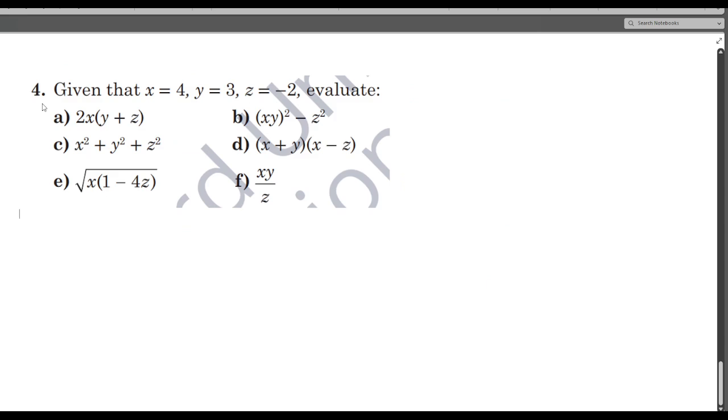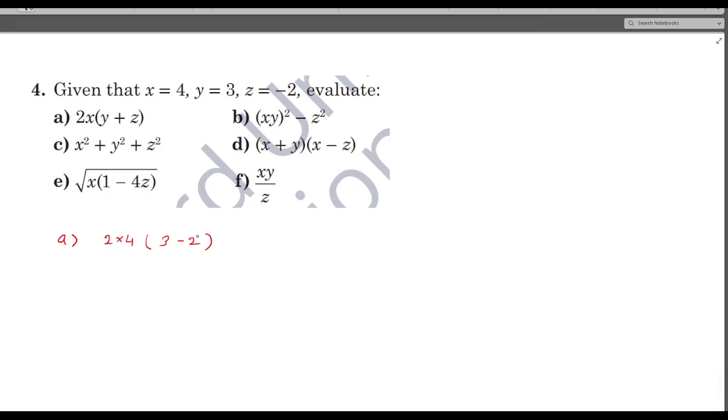So this is your question number 4. In A part, let us do it quickly. x is replaced with 4. Instead of using a bracket, I will simply say 2 times 4, 2x. The y value is 3, z value is minus 2. So y plus z means 3 plus minus 2. Plus minus gives you minus, so it is 3 minus 2. This is 2 times 4, which is 8, and inside the bracket 3 minus 2 is 1. So your final answer is 8.